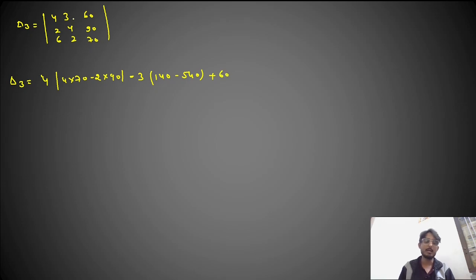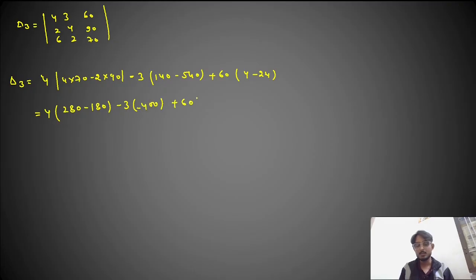60. When you eliminate first row and third column, you will get 2 2s are 4 and 4 6s are 24. So your answer is 4, 7 4s are 28, minus 9 2s are 18, minus 3. When you subtract this term, you will get minus 400, plus 60 into 24 minus 4, you will get minus 20. This term will be cancelled out. So 4 into 100, 400.